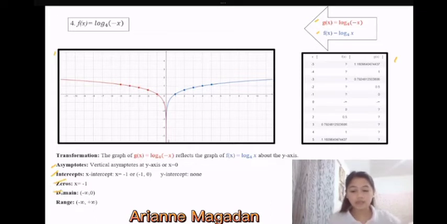For our domain, since it flipped, instead of positive domain values, the domain would be -infinity to 0. And for our range, it will not change: -infinity to positive infinity.